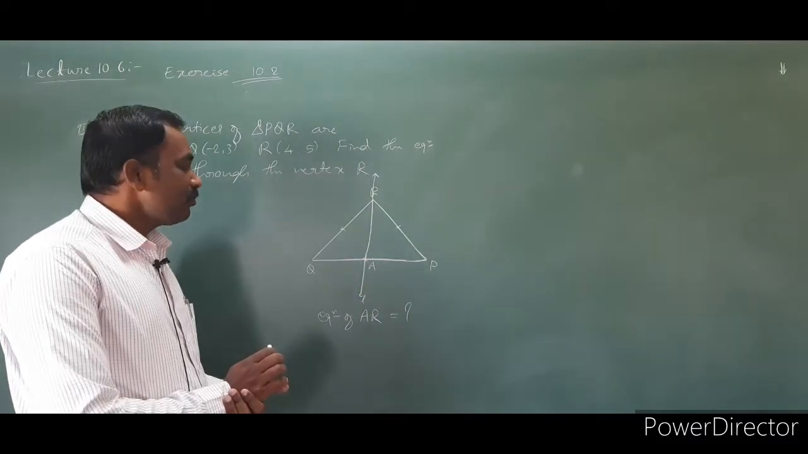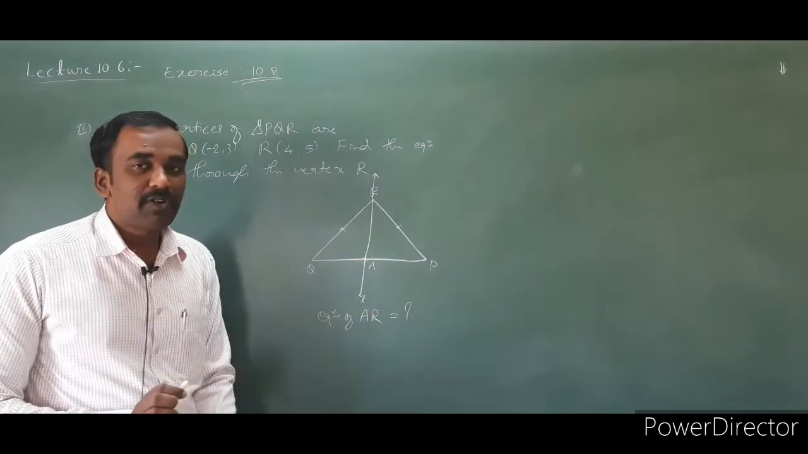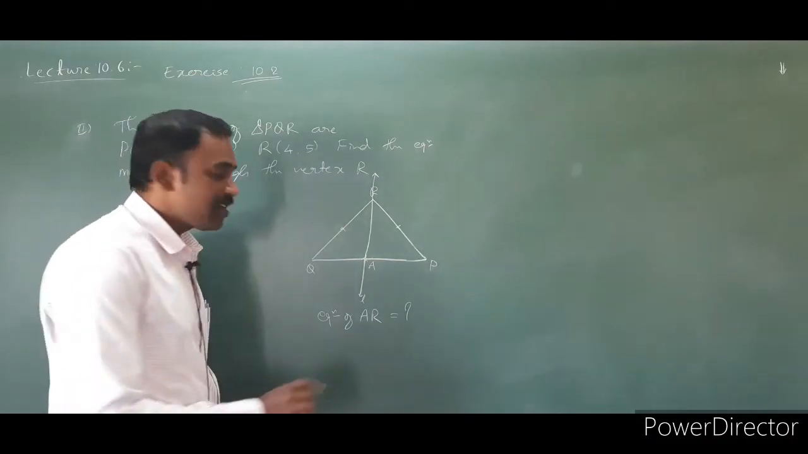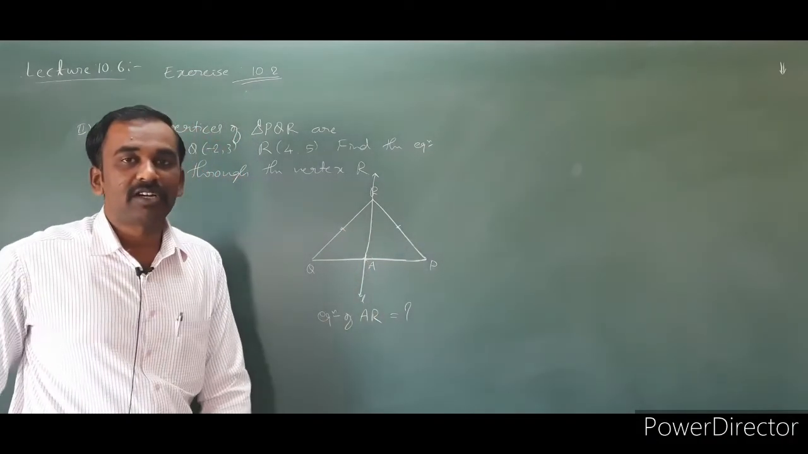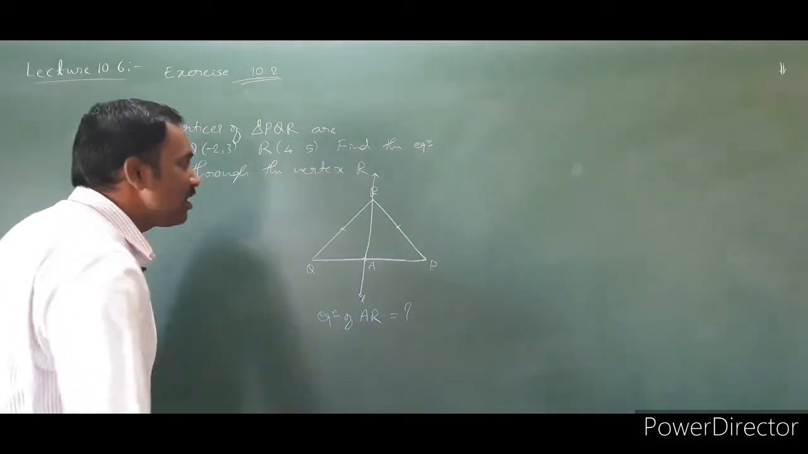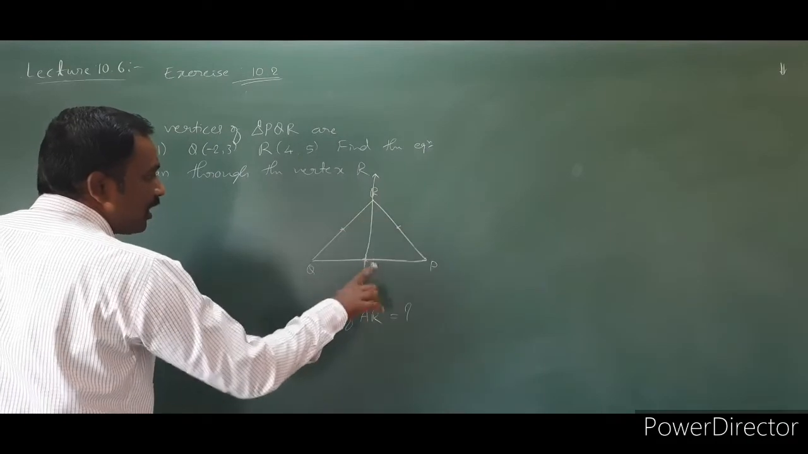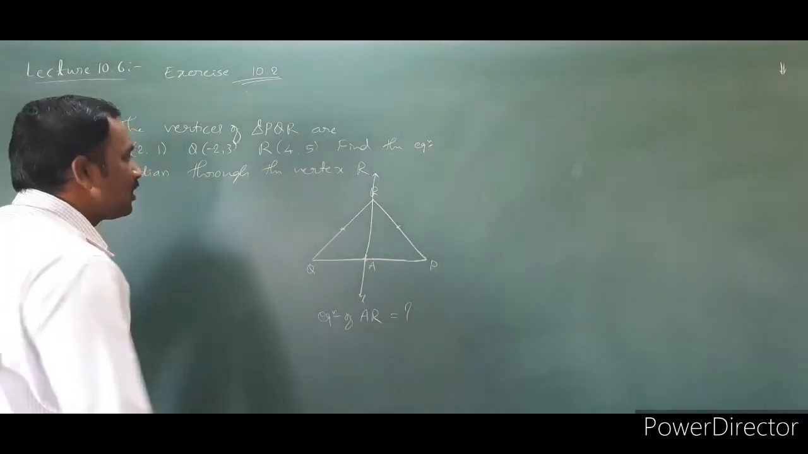Then, is it possible to find the coordinates of A? Yes, we can easily find them, because A is the midpoint of PQ. One point we will get, so we have two points. The R point we know, the A point we will get, then the two-point formula, that is all.